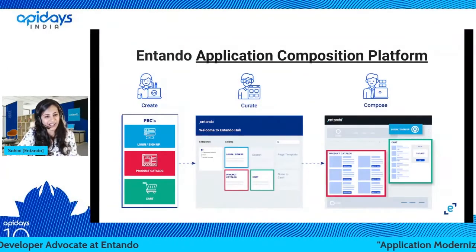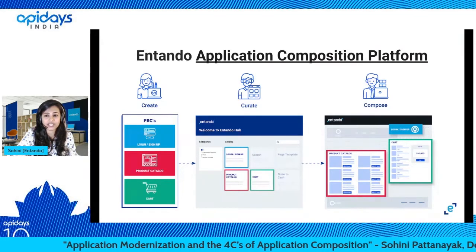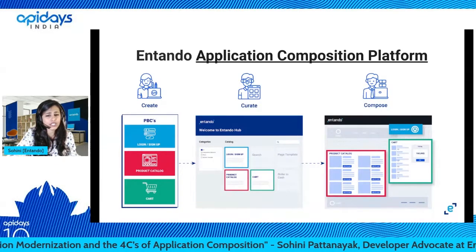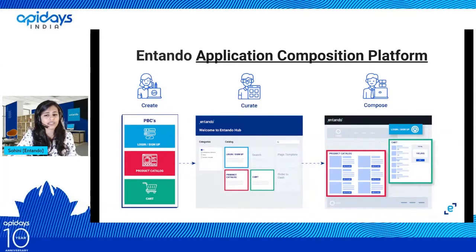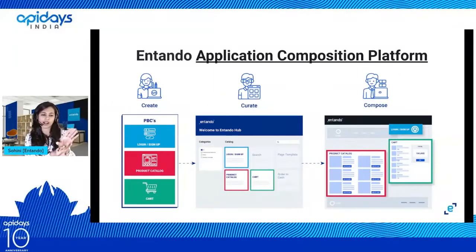And then this slide is to depict an example of everything that I shared. Under the create phase, we find there are several PBCs created by a creator or a group of creators. You can also see the example PBCs that are made. So we have a login sign up component, a product catalog, and a cart PBC. Now, once the creator has created all these, he or she or they are going to push it to the hub. Now, what is this hub?